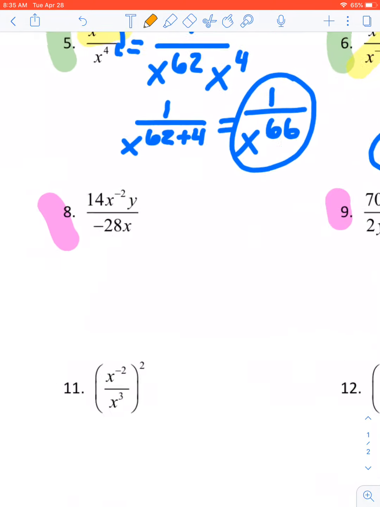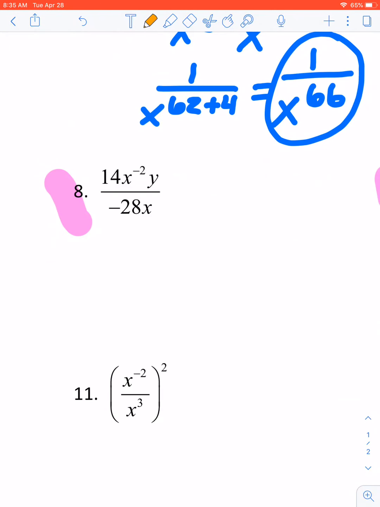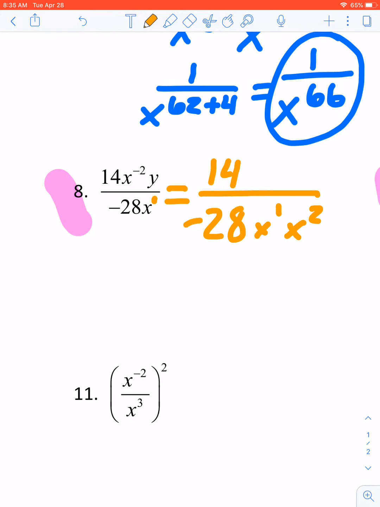So here we go. First thing I'm going to do is move my negative exponents. So my 14 is perfectly fine here. My negative 28 is fine because the exponent's still 1. I have an x to the 1 down here because there's no exponent on that, so I put a 1. And then x to the negative 2, so that negative 2 needs to come below. And then I leave that y to the 1 on top.